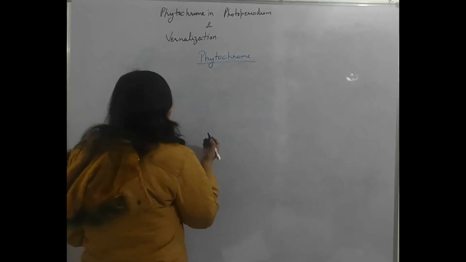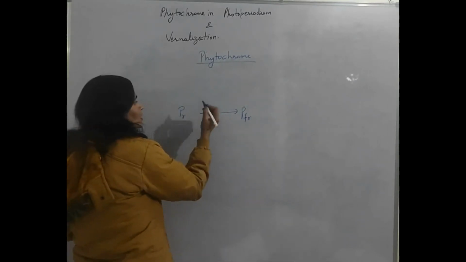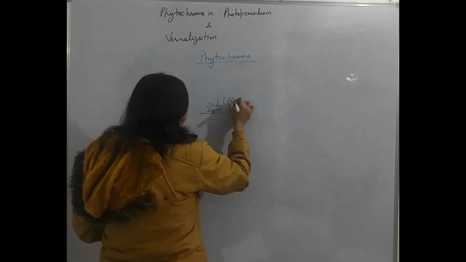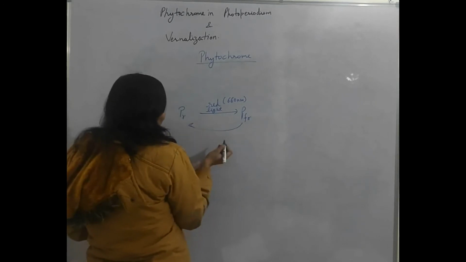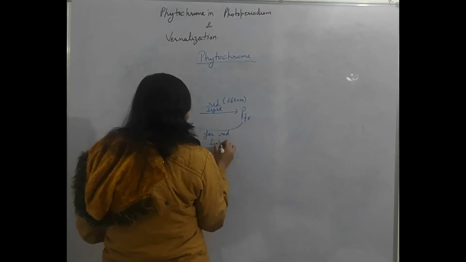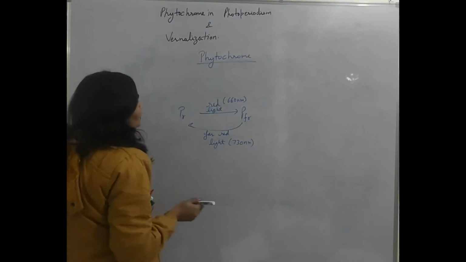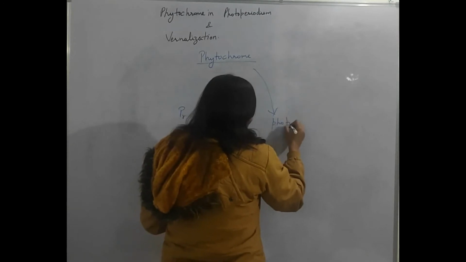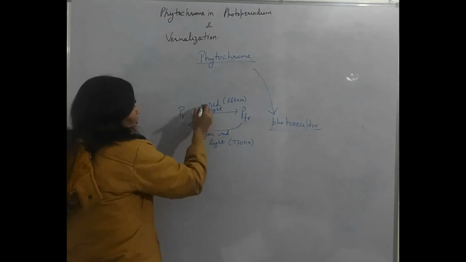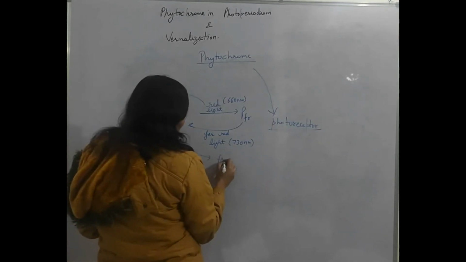Phytochrome. What is phytochrome? Phytochrome is a biliprotein that exists in two forms, the PR form and the PFR form. The PR form gets converted into the PFR form after absorbing red light of 660 nanometer, while the PFR form gets converted back into the PR form after absorbing far red light, that is of 730 nanometer wavelength. This phytochrome is the main photoreceptor for photoperiodism. Red light can inhibit flowering in short day plants.